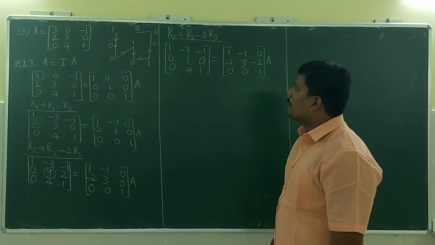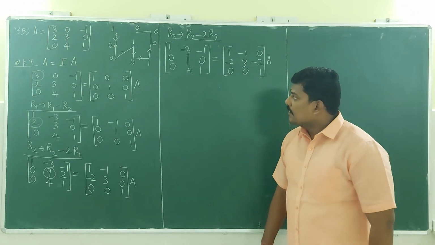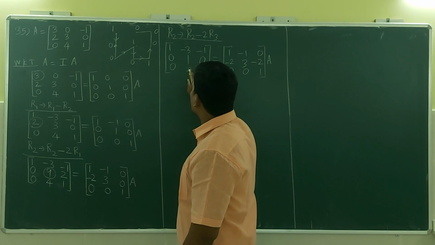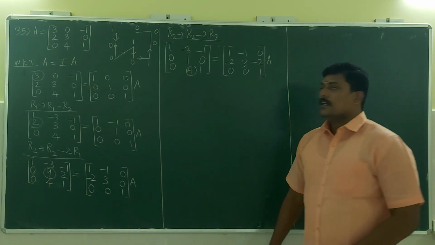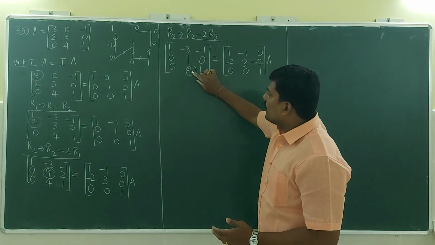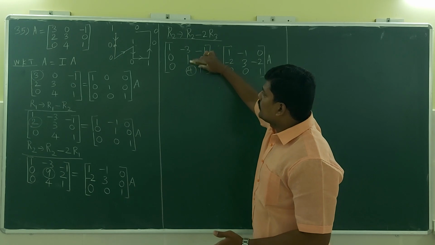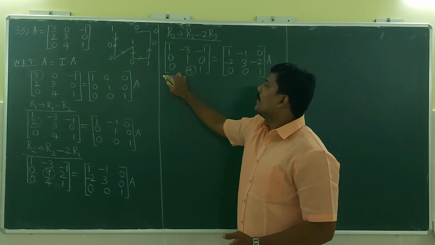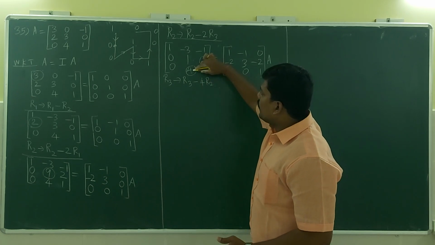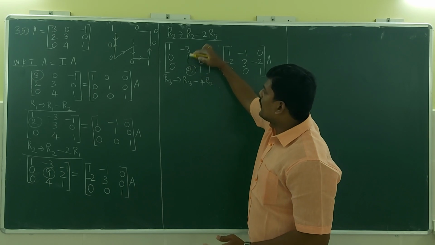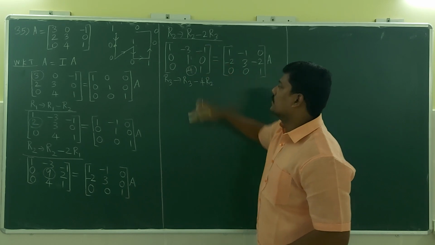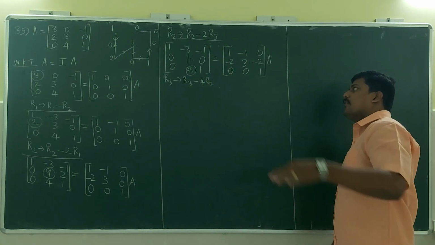Now, according to the pattern, which element do I have to target? I have to make this element 0. So this element, 4, I have to target. It is very simple, I can convert 4 to 0 because we have 4 and 1 here, and the element above is 1 now. So the operation is R3 implies R3 minus 4 times R2, because 4 minus 4 into 1 is 0. Understood? R3 implies R3 minus 4 times R2.